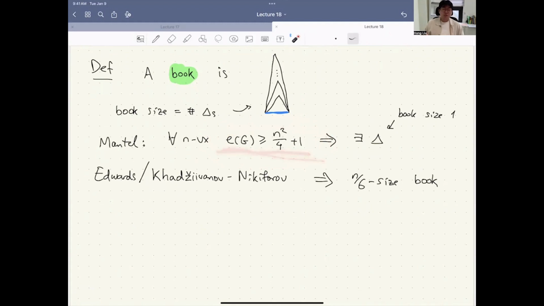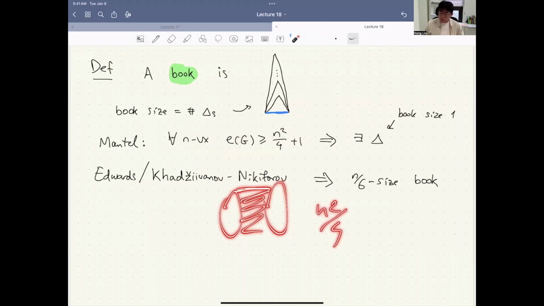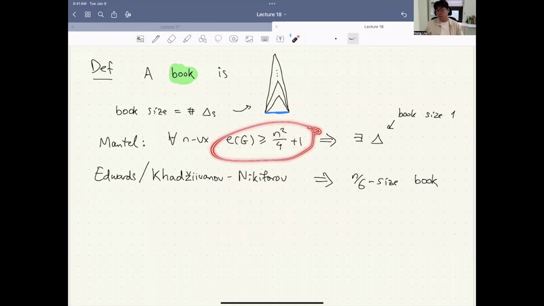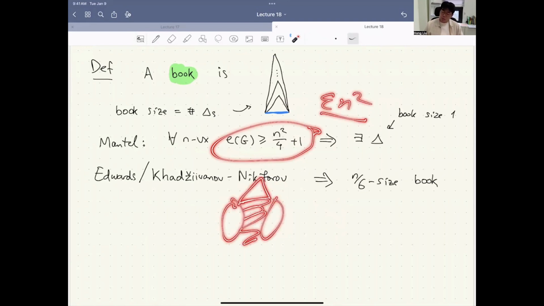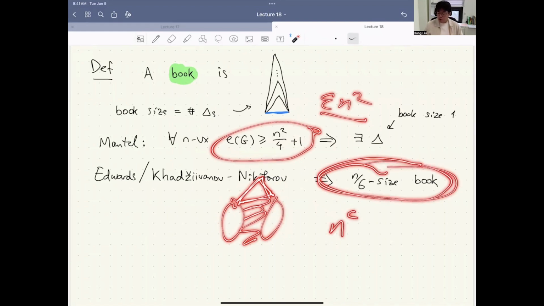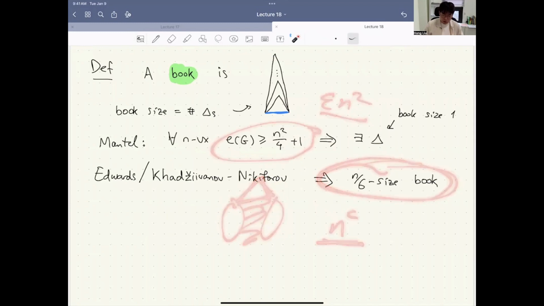We need this many edges simply because the complete bipartite graph has n squared over 4 edges, and none of these edges lies in a triangle. So this prompted Erdős and Rothschild to ask the following question. Can we lower this edge density threshold? Let's say, as long as you have positive edge density, you have epsilon n squared edges. If we know it's not like a bipartite graph, if we know every edge appears in at least one triangle, then can we guarantee a large book, a book of size polynomial in n? That's their question.